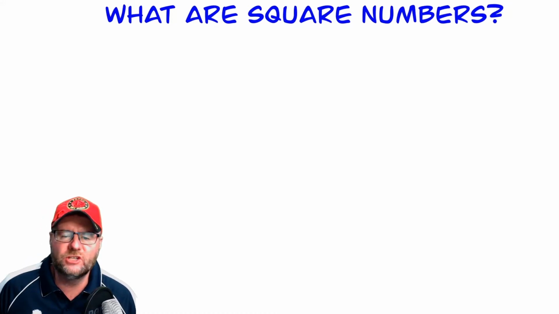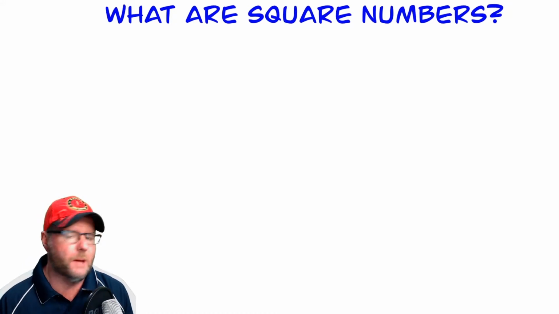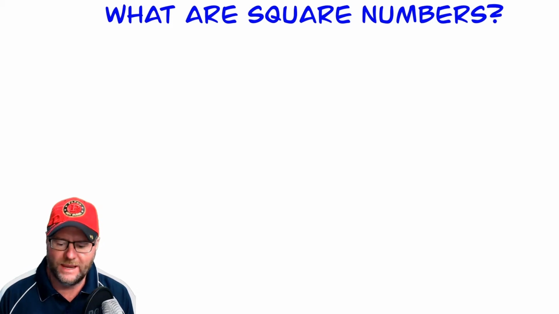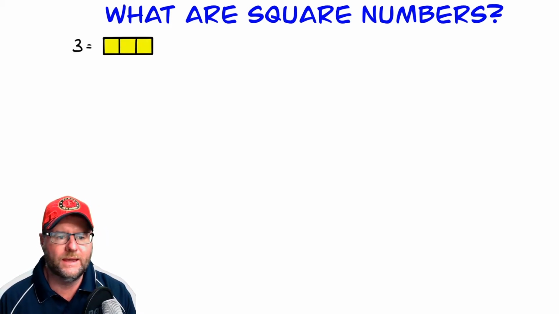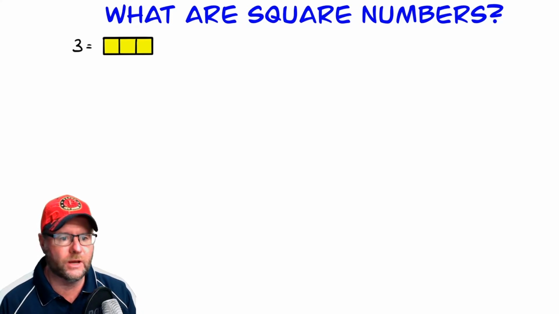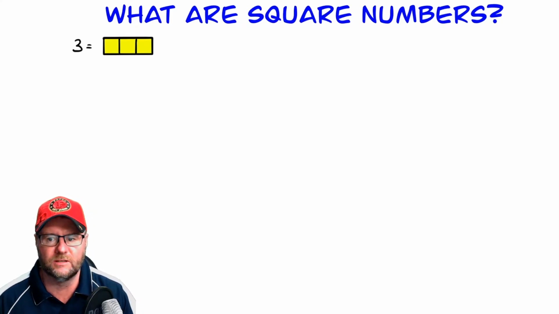We are going to have a chat about these magical, amazing things called square numbers and try and find out a little bit about what we mean by a square number. So if I took the number 3, I could represent it visually like this, couldn't I? Just like 3 blocks or 3 little squares next to each other.